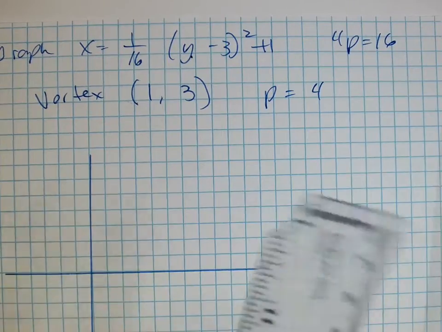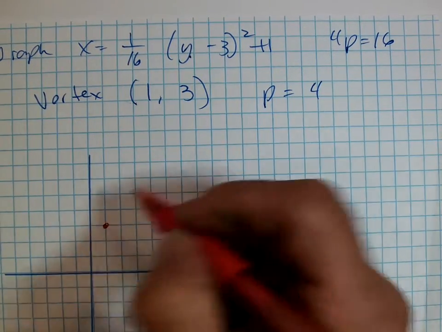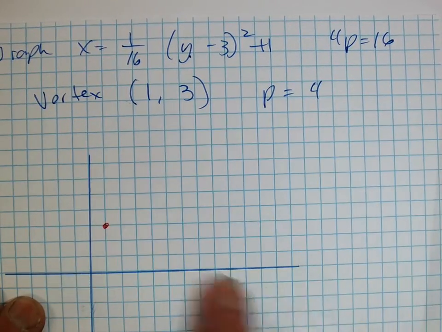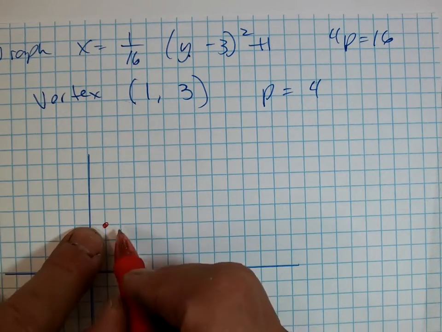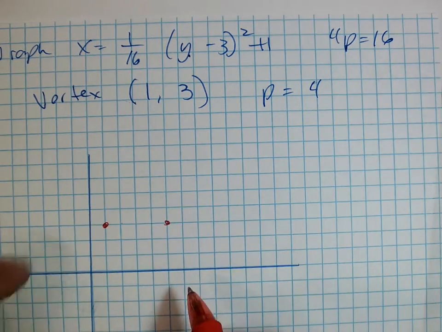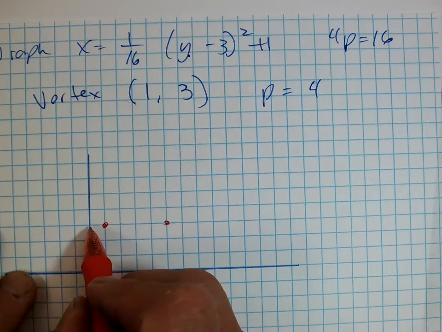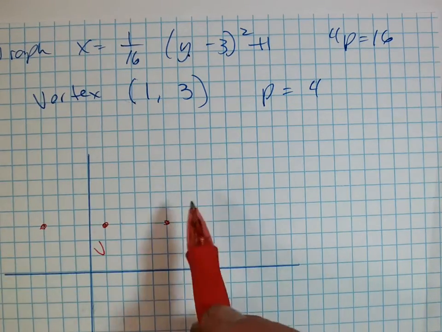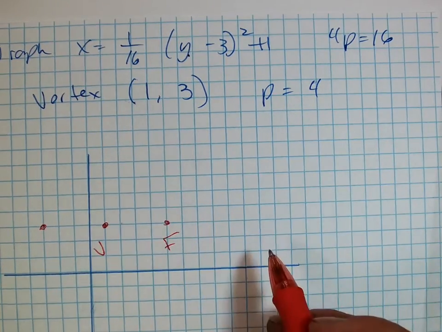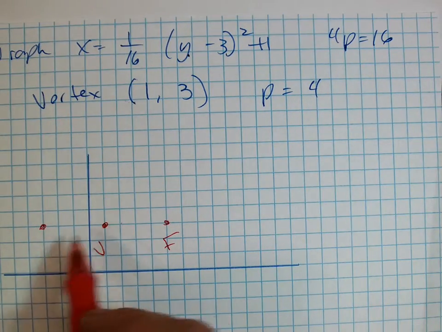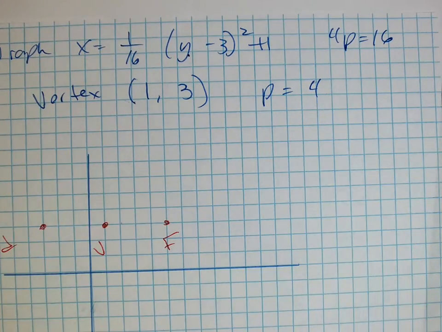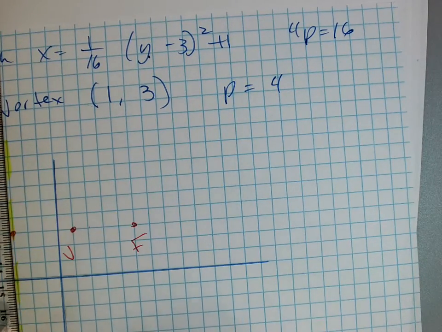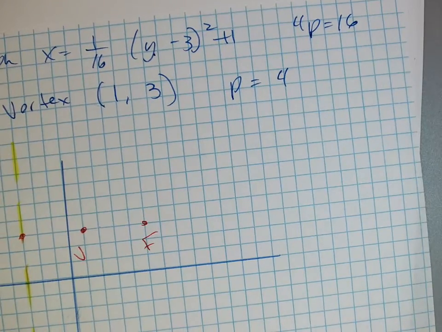So let's go to 1, 3. There's my vertex, right? It opens out like the blue graph, Morgan's graph. So I'm going to go from here 1, 2, 3, 4. So I went p. And I'm going to go back 1, 2, 3, 4. If this is my vertex, then the distance from the vertex to the focus is p, and the distance from the vertex to the directrix is p. Now the directrix is an invisible line, so I'm just going to draw my invisible line for the directrix. Okay? Now, 2 more points.